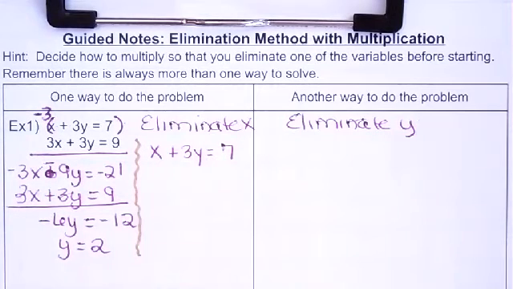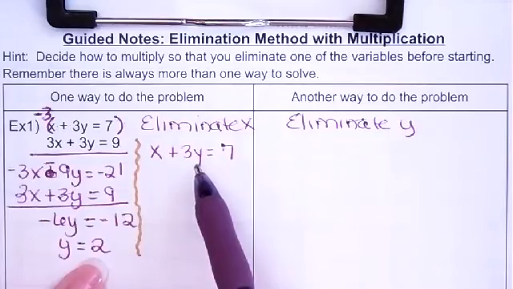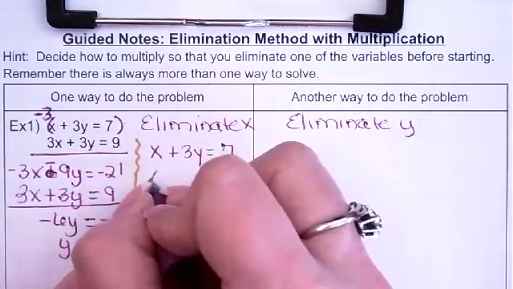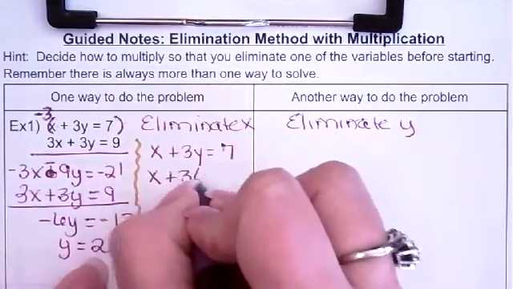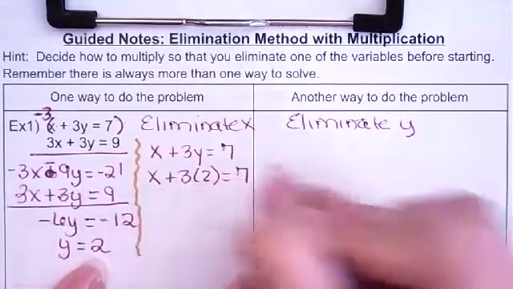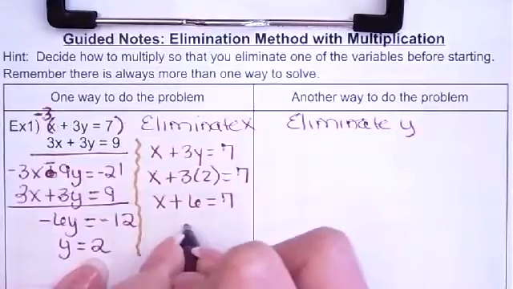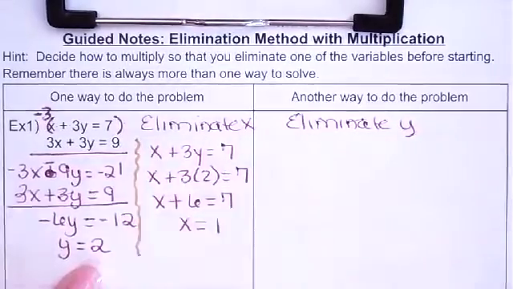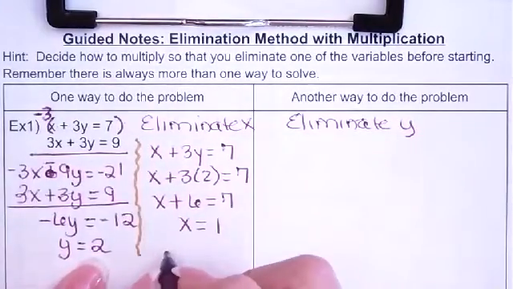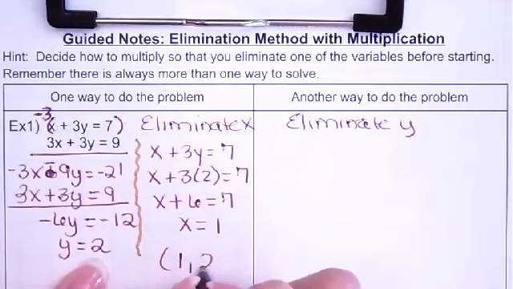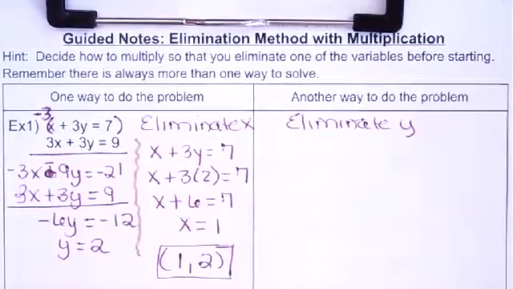x plus 3y equals 7. Now I'm going to substitute the 2 in place of my y. So what I have here is x plus 3 times 2 equal to 7. Well, that means x plus 6 is equal to 7, and x would equal 1. So what is my ordered pair answer? 1, 2.